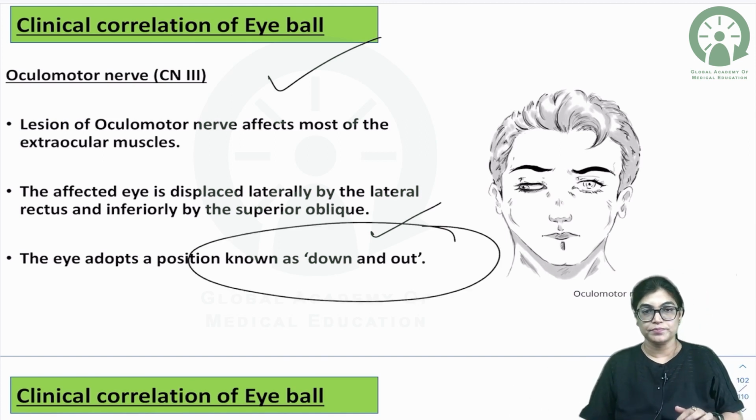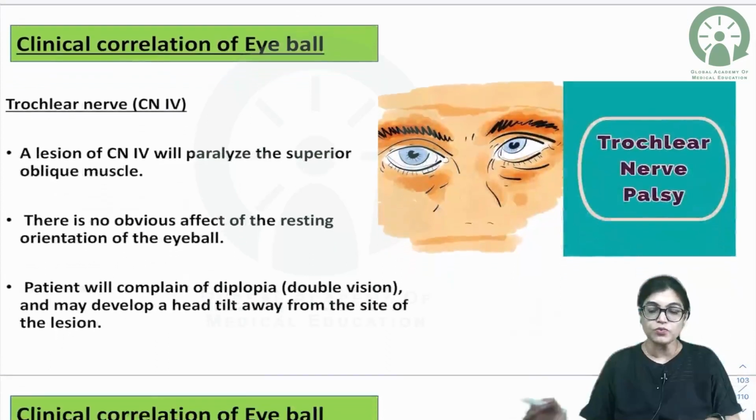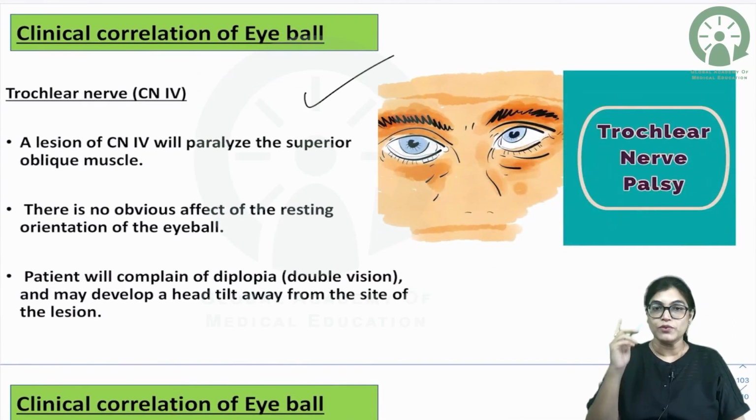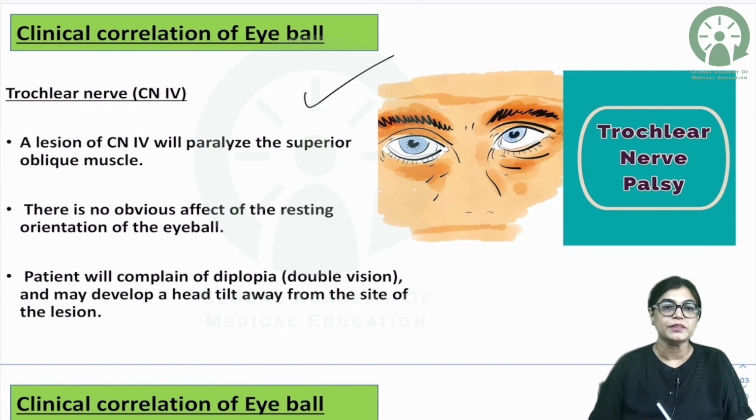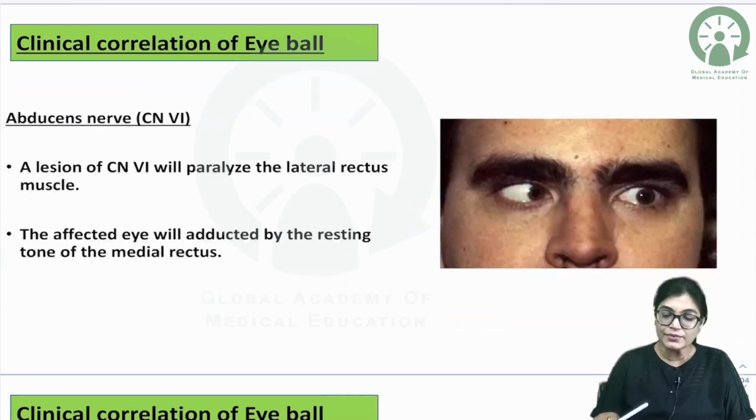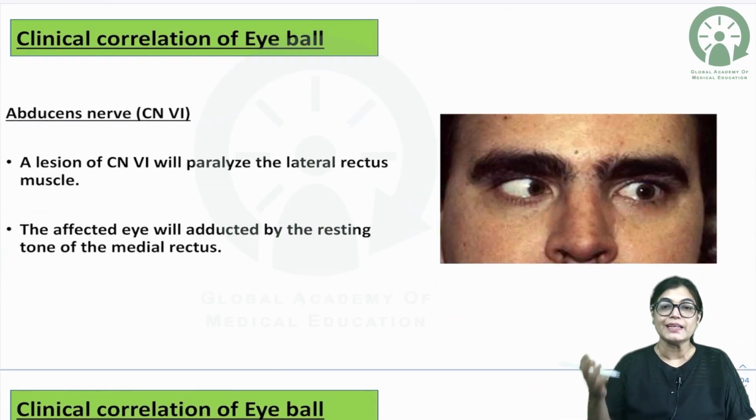If I talk about fourth cranial nerve injury, only one muscle is paralyzed, that is superior oblique. So the patient will have double vision and there is no obvious finding in the resting position, and the head will tilt away from the site of lesion. If there is a lesion of the abducens nerve, the lateral rectus muscle is paralyzed and the affected eye will be in an adducted position.